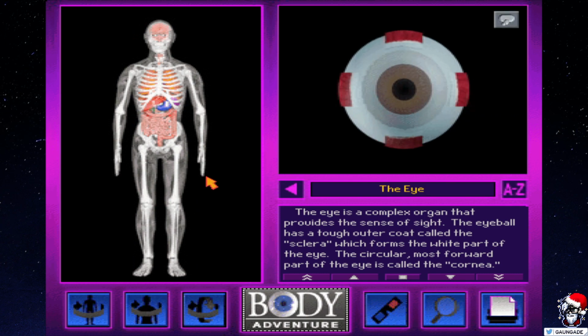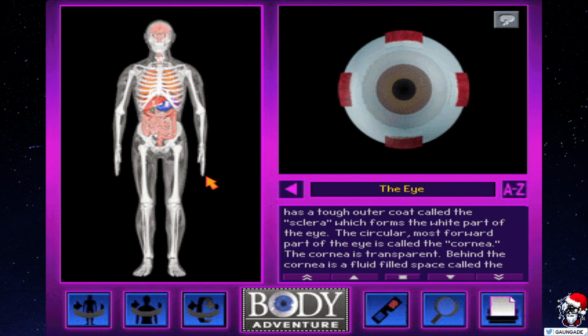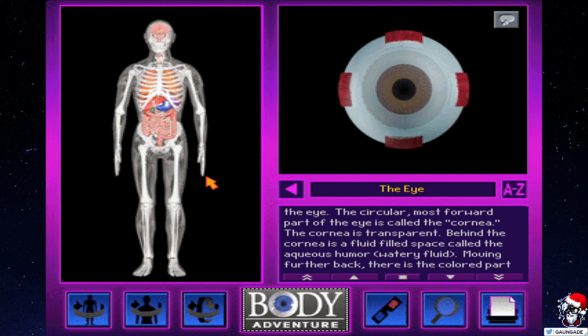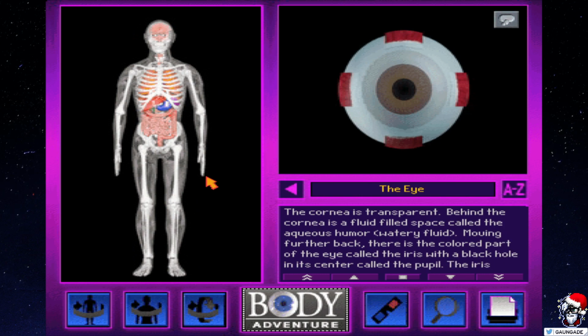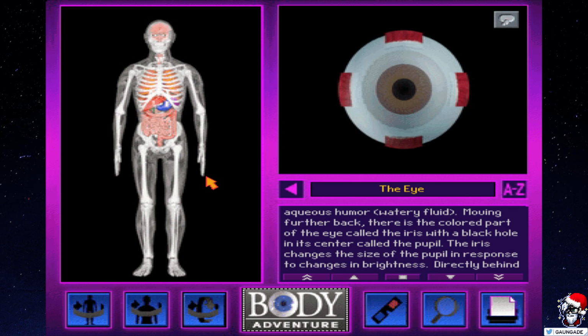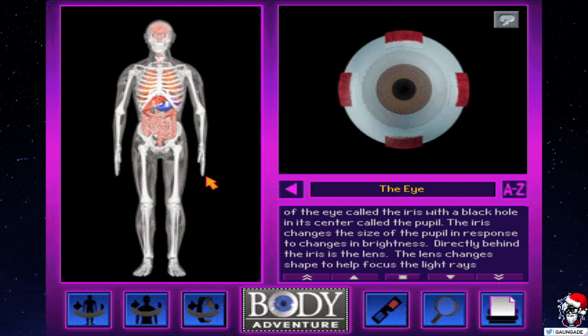The eye is a complex organ that provides the sense of sight. The eyeball has a tough outer coat called the sclera, which forms the white part of the eye. The circular, most forward part of the eye is called the cornea. The cornea is transparent. Behind the cornea is a fluid-filled space called the aqueous humor, watery fluid. Moving further back, there is the colored part of the eye called the iris, with a black hole in its center called the pupil. The iris changes the size of the pupil in response to changes in brightness.